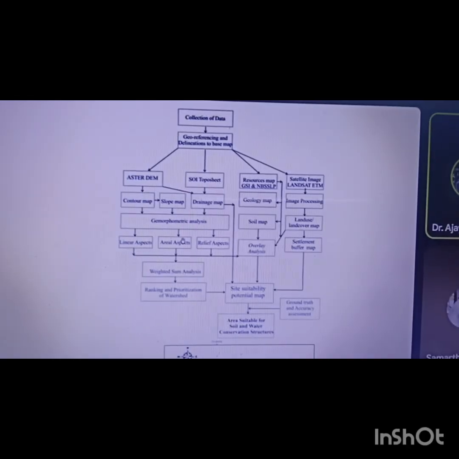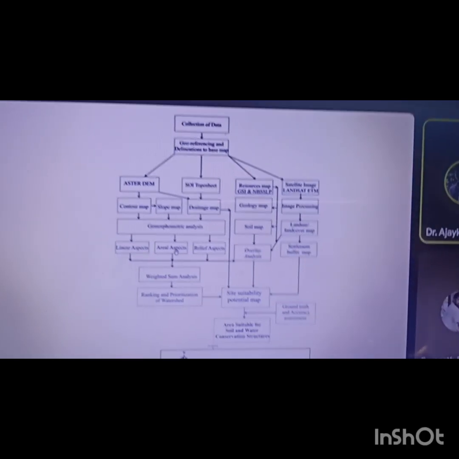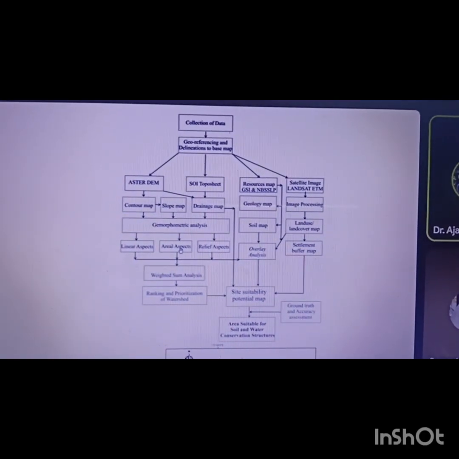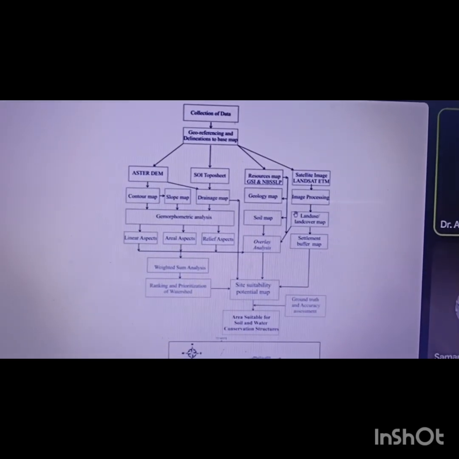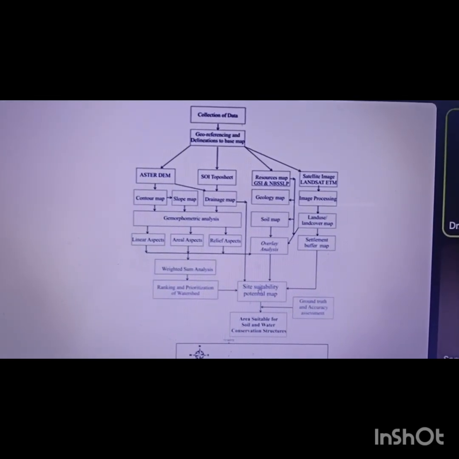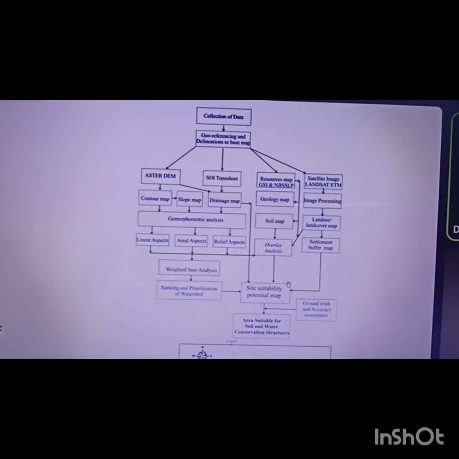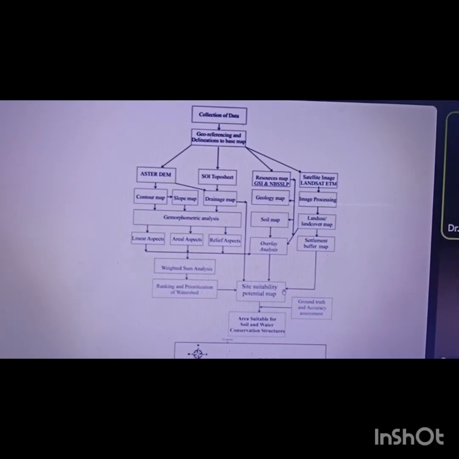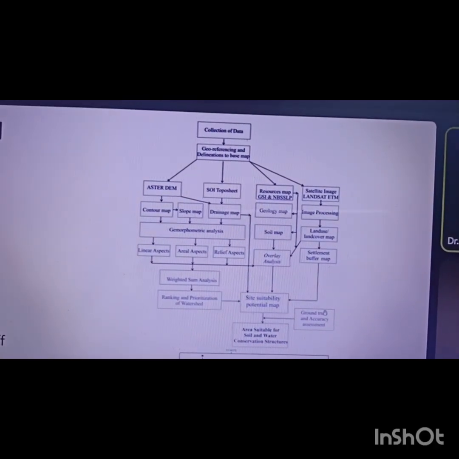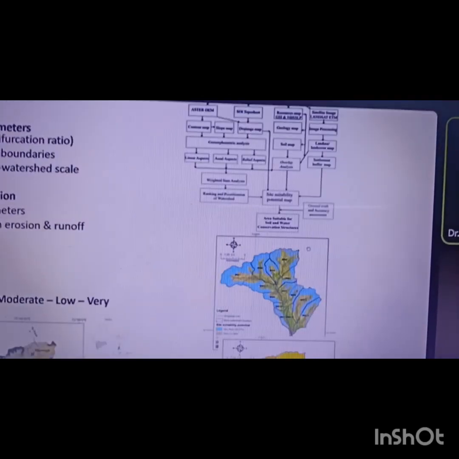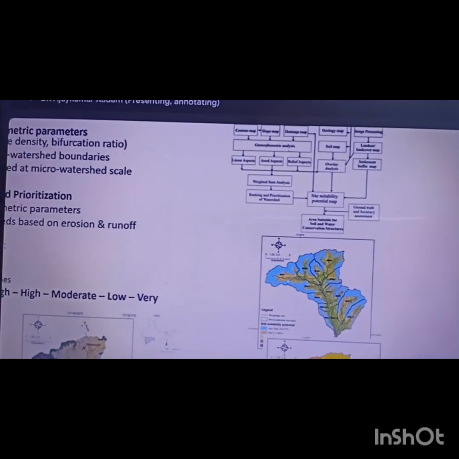You can prepare a geomorphometric analysis like linear, aerial, and other aspects, and then we give a weighted sum, and finally do an overlay analysis with the soil, land use, and settlement maps to identify suitable site potential for soil and water conservation measures. And we do the ground truthing analysis. So this will be your site suitability map.